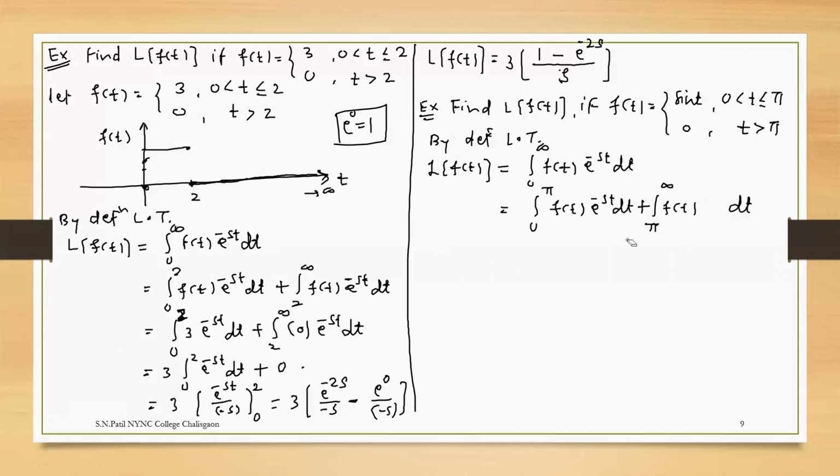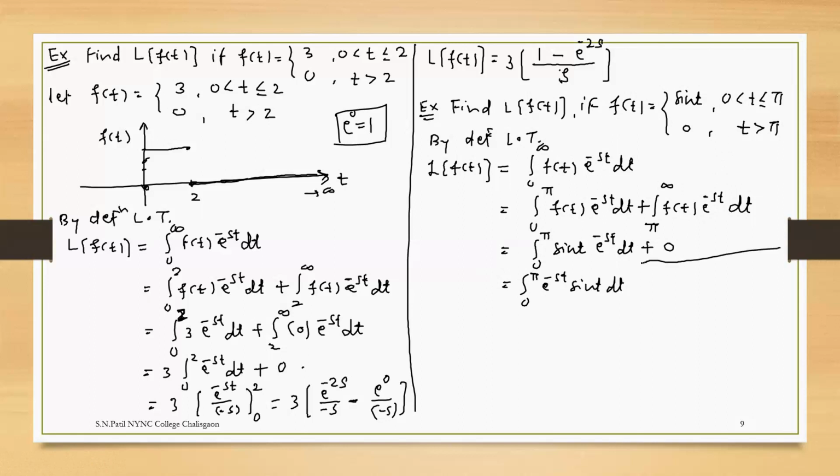Here f of t is sin t. Put the value of f of t: the integral from 0 to pi of sin t times e raised to minus st dt, plus in the second interval its value is 0, so we can directly write 0 here. Now it can be written as the integral from 0 to pi of e raised to minus st sin t dt.